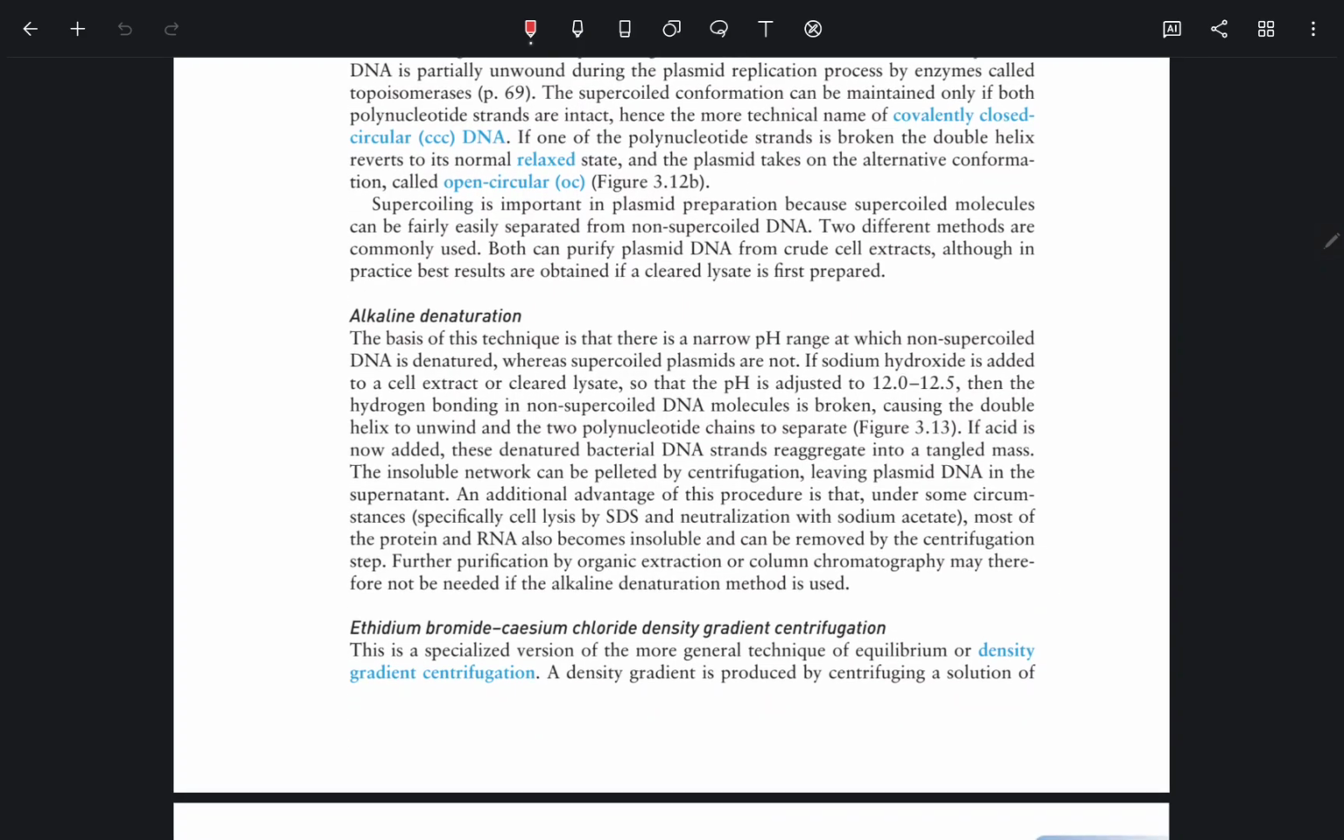Alkaline denaturation. The basis of this technique is that there is a narrow pH range at which non-supercoiled DNA is denatured, whereas supercoiled plasmid is not. If sodium hydroxide is added to a cell extract or cleared lysate so that the pH is adjusted to 12 to 12.5, then the hydrogen bonding in non-supercoiled DNA molecules is broken, causing the double helix to unwind and the two polynucleotide chains to separate.